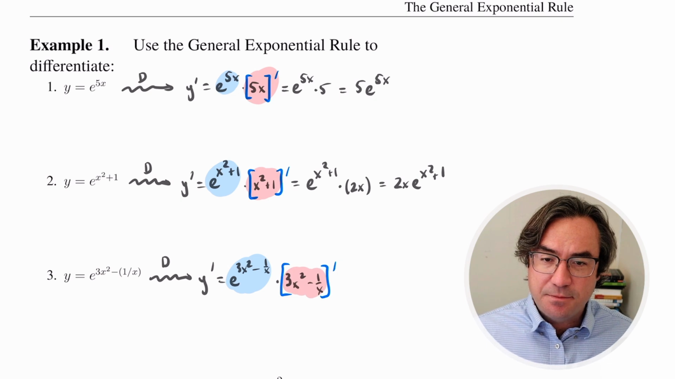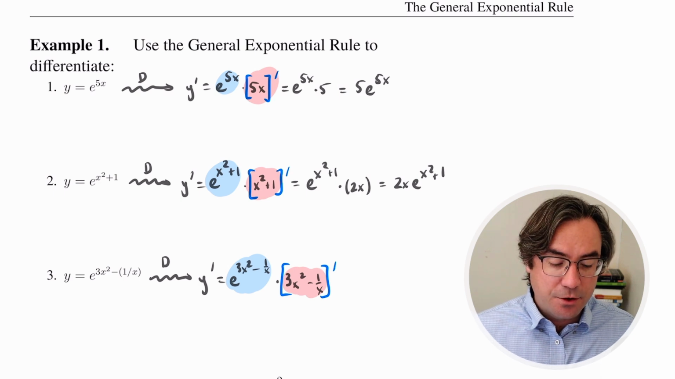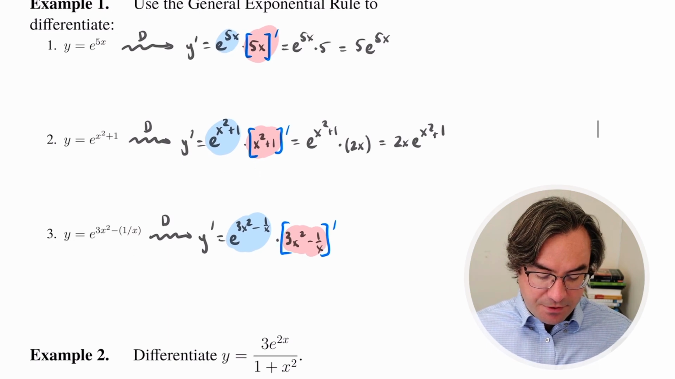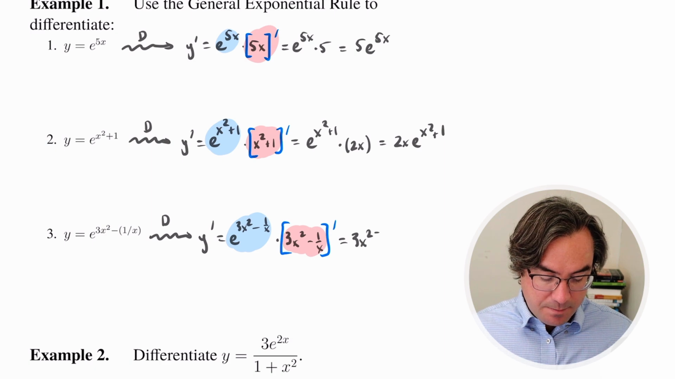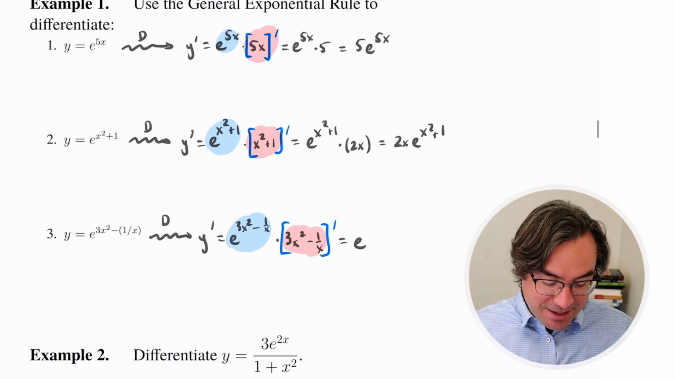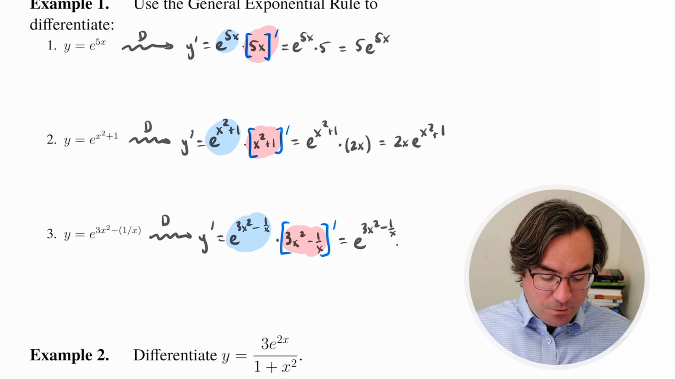If we finish that off, now it's just regular power rule type stuff. So we end up with 3x squared minus 1 over x. Nope, I forgot the exponential there. e raised to the 3x squared minus 1 over x. And then we're going to multiply by 6x.